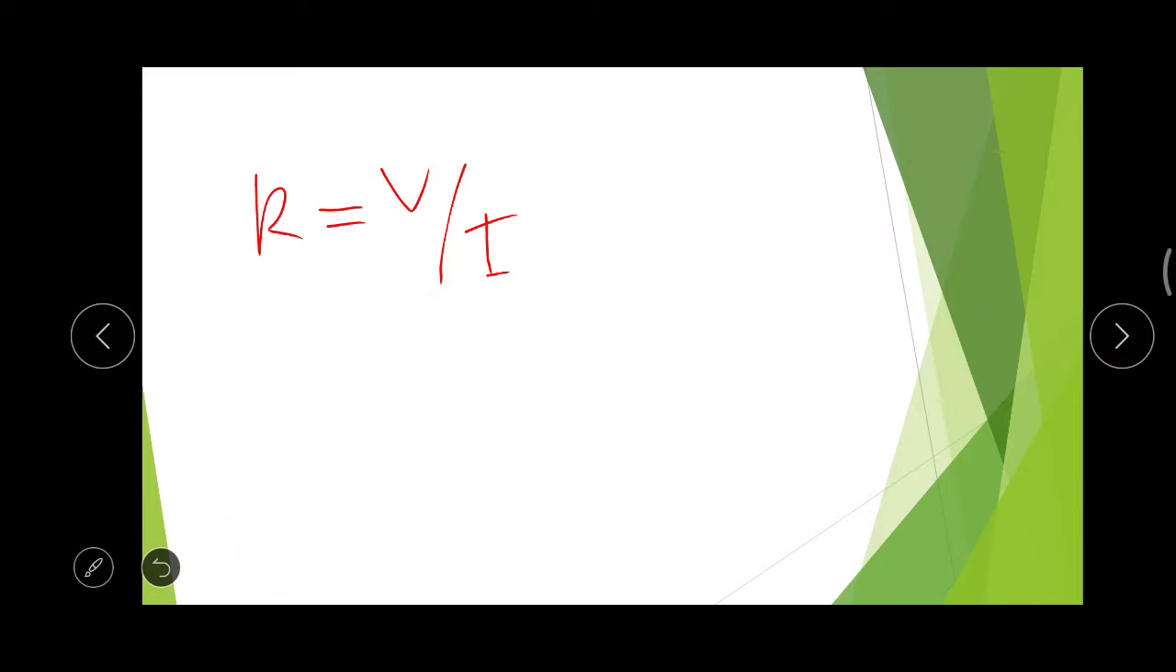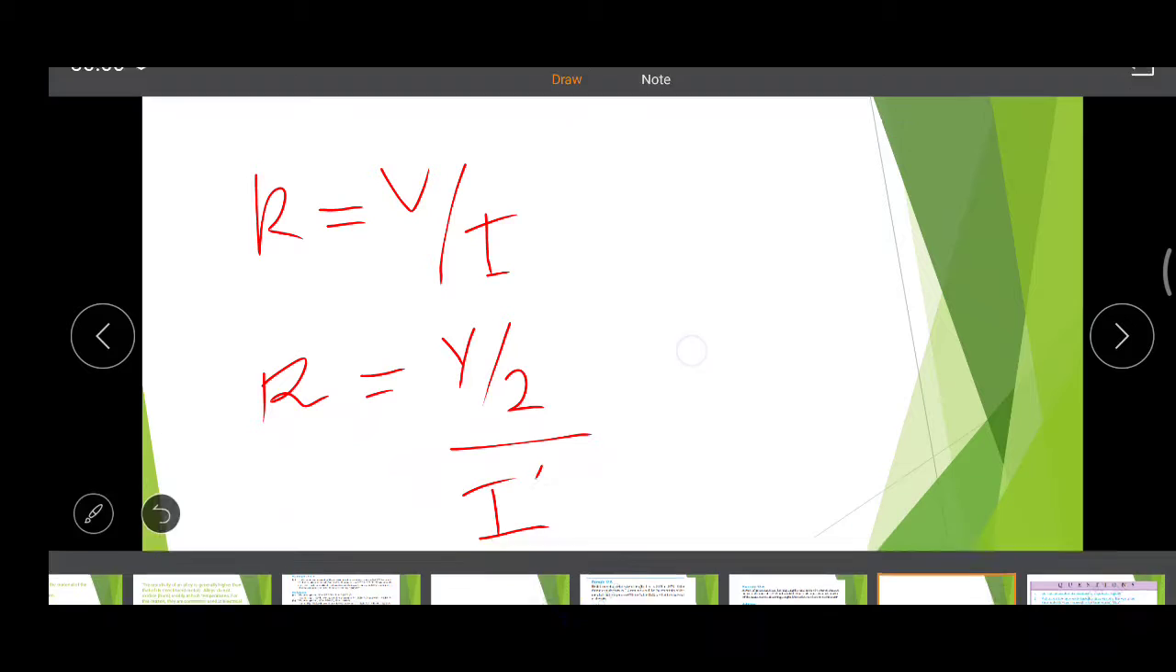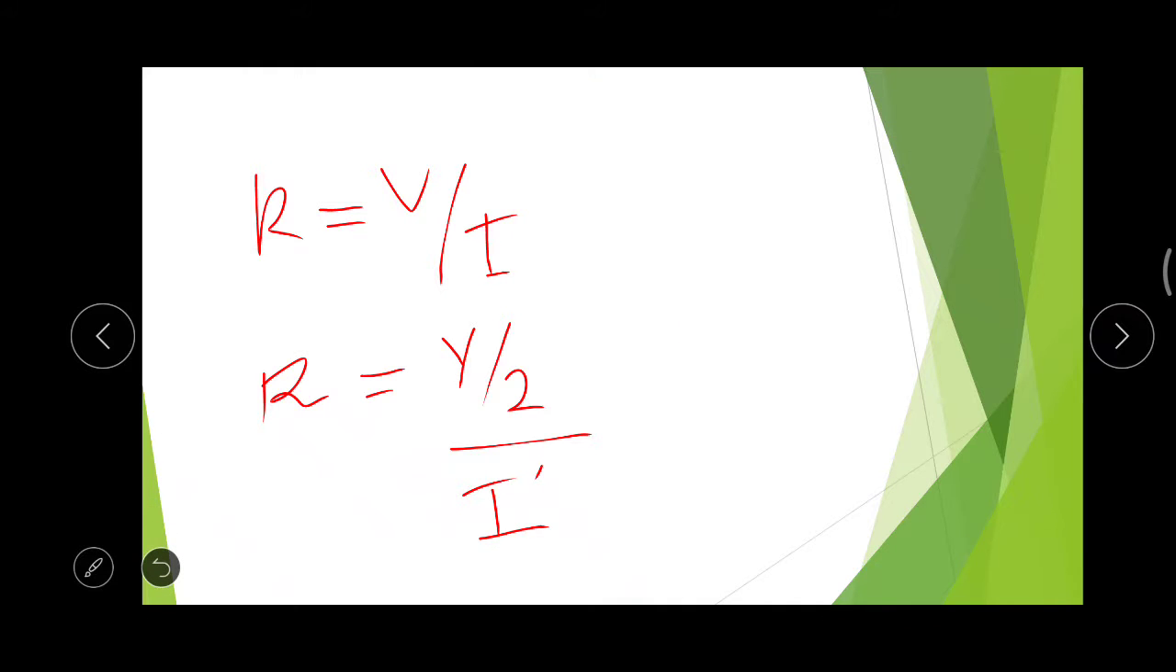In the second case we can consider R dash, which will remain constant as R. We have to find out the I value. So in the second case also, R is equal to V by 2 divided by I dash. We have to find out the I dash value.